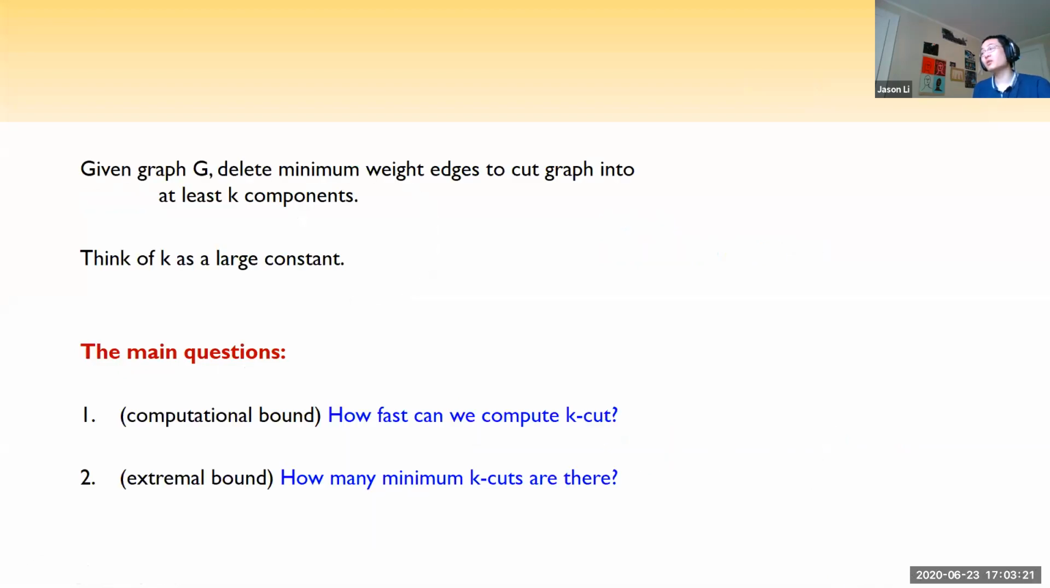The 2 central problems we'll be considering are, one, a computational, algorithmic problem, which is how fast can we compute the Kcut? And the second one is a combinatorics problem, an extremal problem, which is given a graph, how many min k cuts can there be?